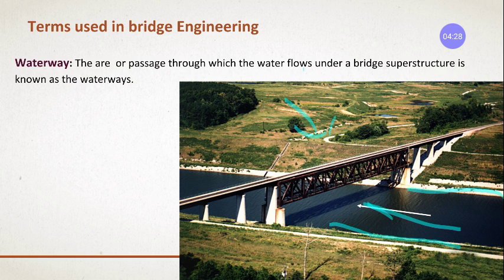The area or passage through which the water flows under the bridge superstructure is called as waterway. The flow of water is in this direction below the bridge. It is not all along the bridge, across the bridge. It is at some portion of the bridge under which the water is flowing. Actually the bridge starts from this point to this point, but the waterway is for a very small portion of the bridge, right? So that portion is called as waterway.